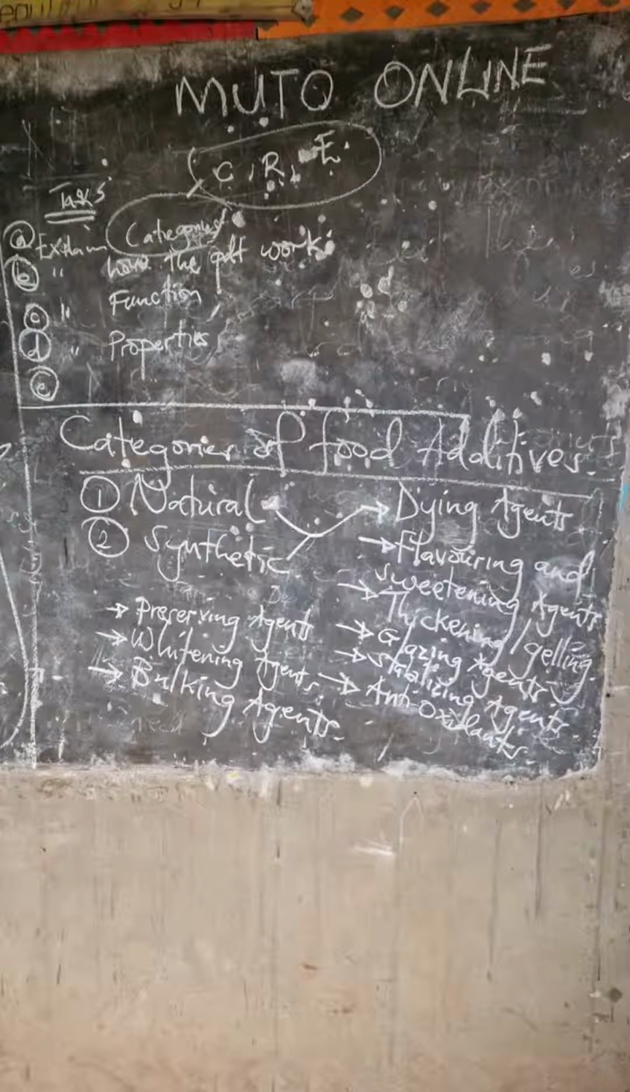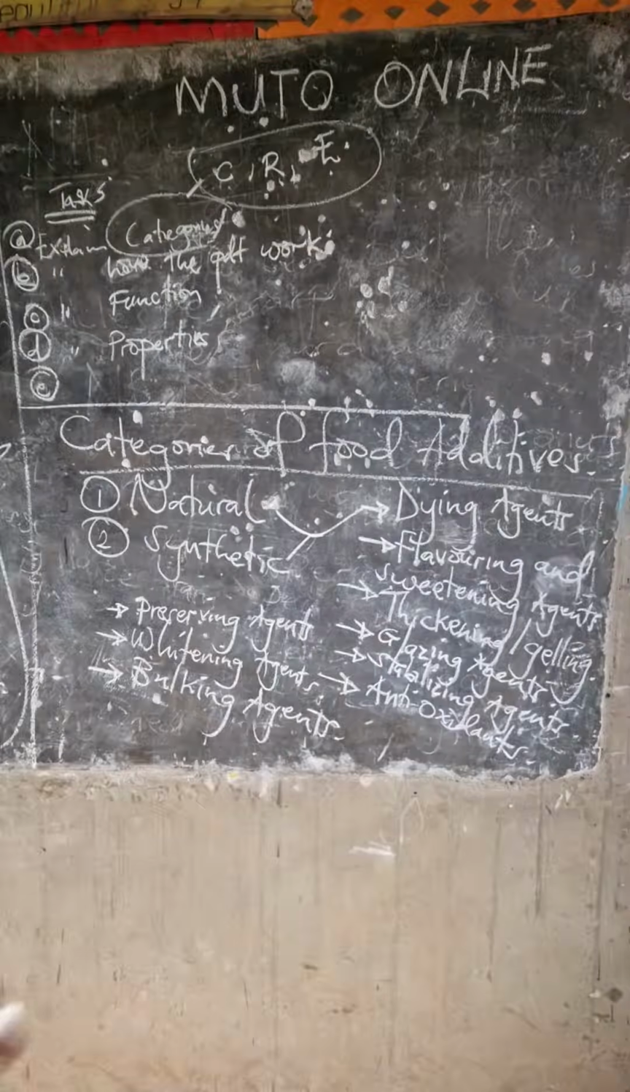Let's repeat them together. We have the dyeing agents, the flavoring and sweetening agents, the thickening or gelling agents, the glazing agents, the stabilizing agents, the antioxidizing agents, the preservatives or preserving agents, whitening agents, and then bulking agents. We are giving the common food additives. We've said they are either natural or synthetic.